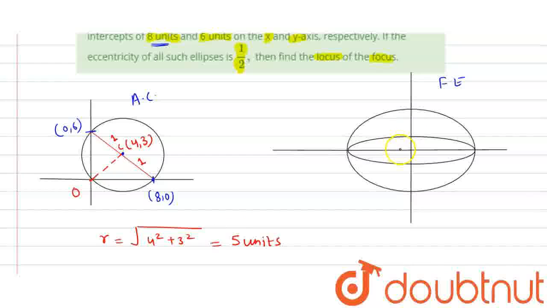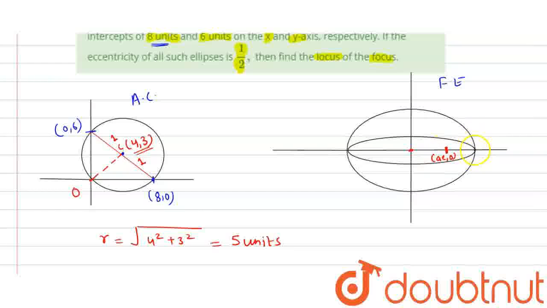Now come to this family of ellipses. First thing we have to keep in mind, the center of the circle will be the center of the family of ellipses also. So this point will be the same. Now let us mark the focus. The coordinates of the focus in terms of eccentricity will be given by (AE, 0).